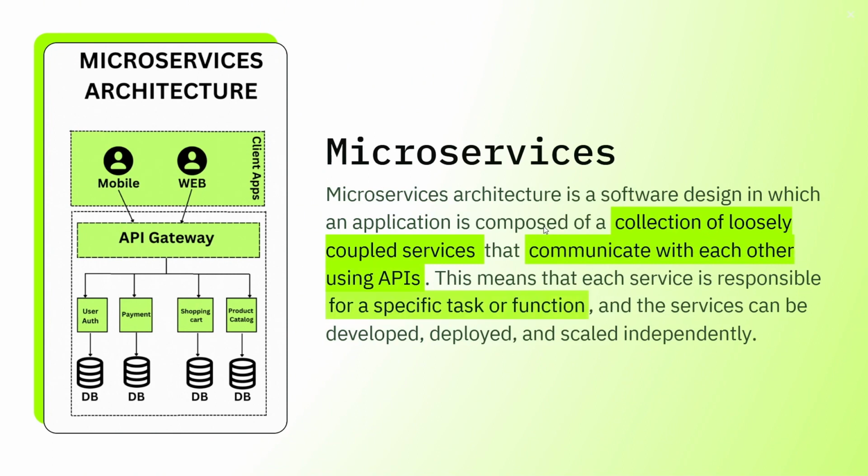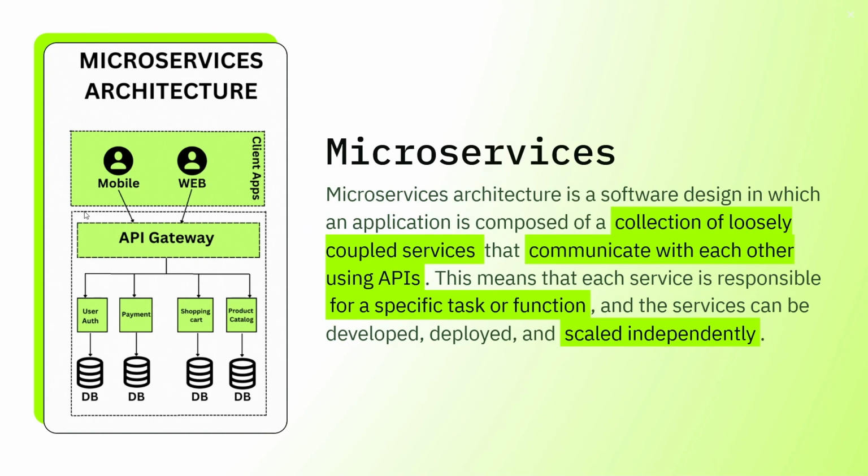In microservices architecture, an application is made up of loosely coupled services. Remember, in monolithic, these are tightly coupled. In this architecture, services are loosely coupled, which means they work independently and do not depend on any other service, and they communicate with each other using APIs. Each service is responsible for a specific task or function.